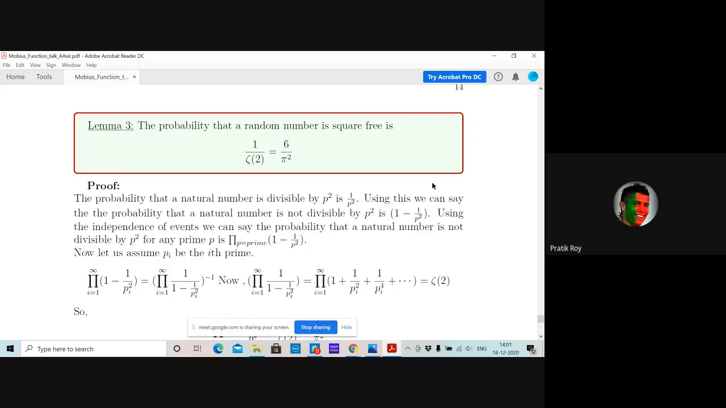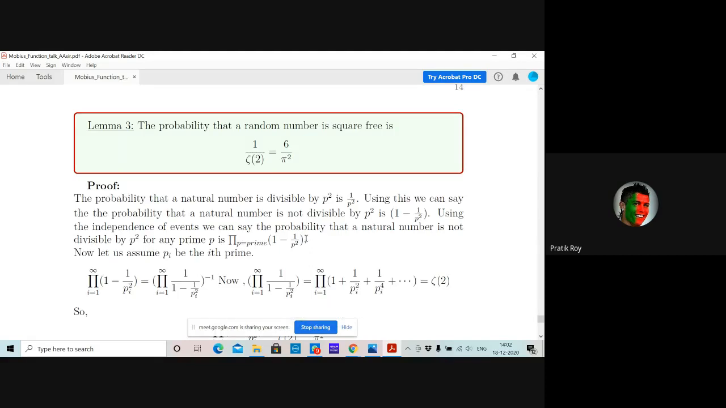As these events are independent, because being divisible by p square has nothing to do with being divisible by q square, I just multiply them. Again there comes some sense of convergence here, because we are dealing with infinite products, and we know that this infinite product converges, because we have shown it for any s greater than 1. So this product in particular converges.